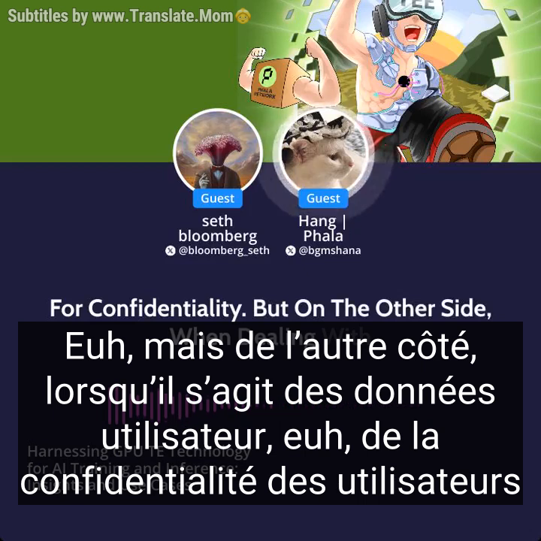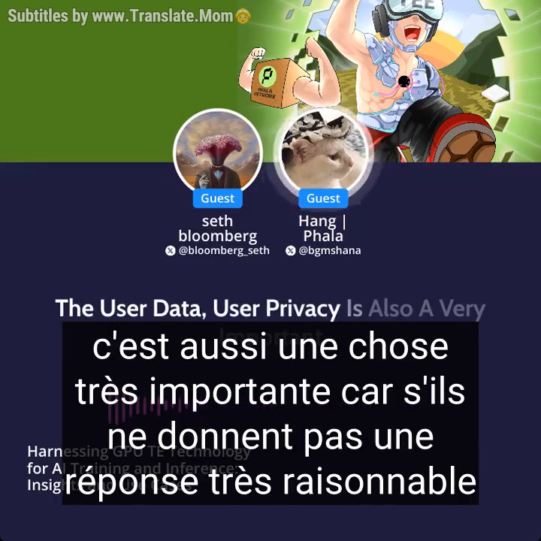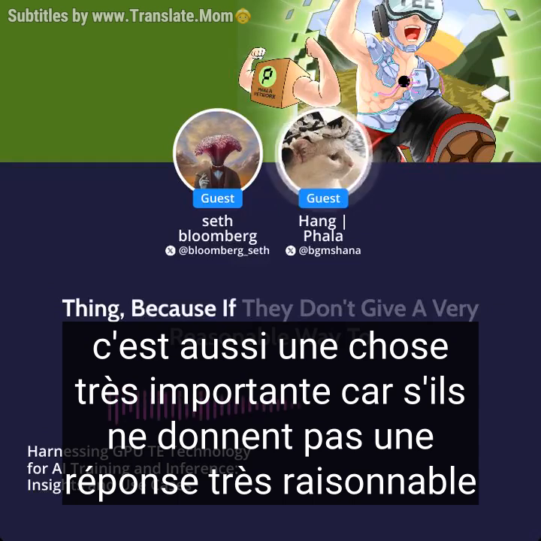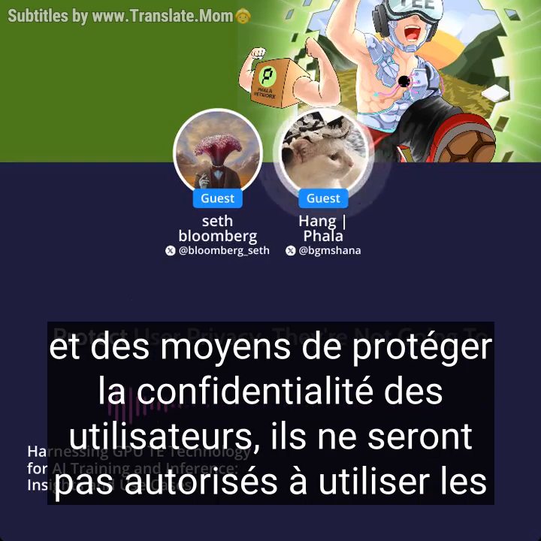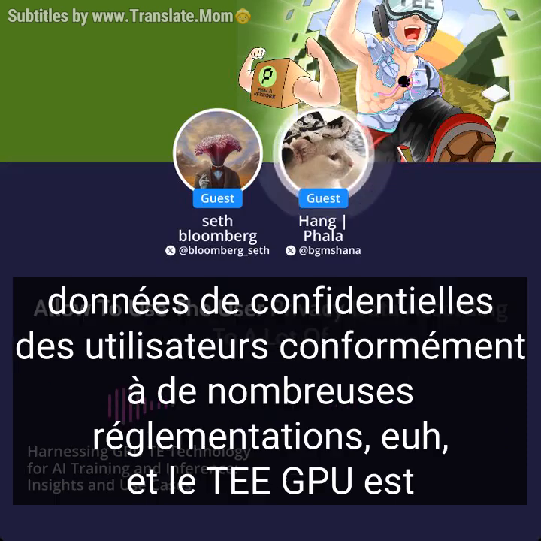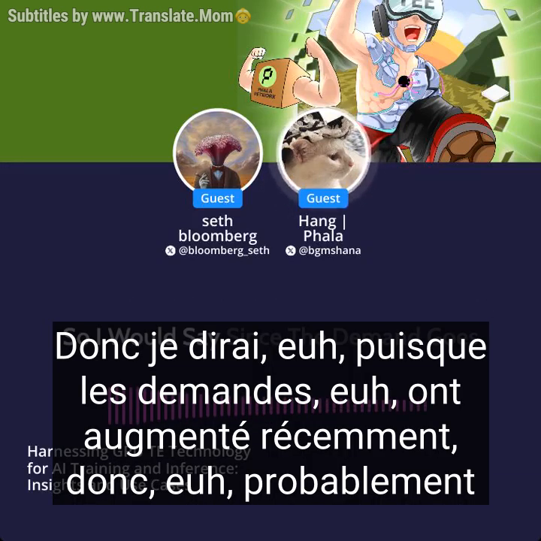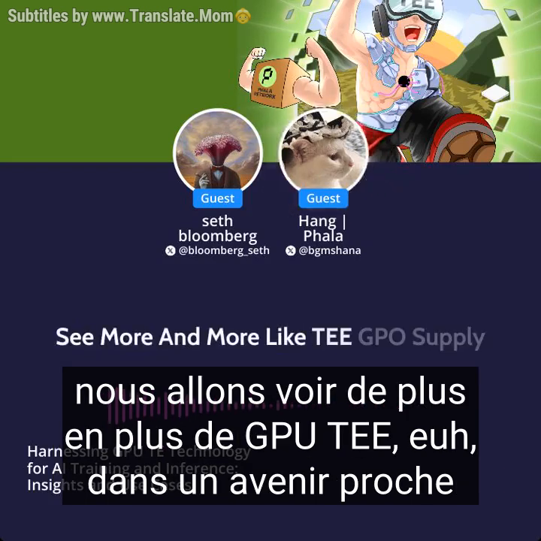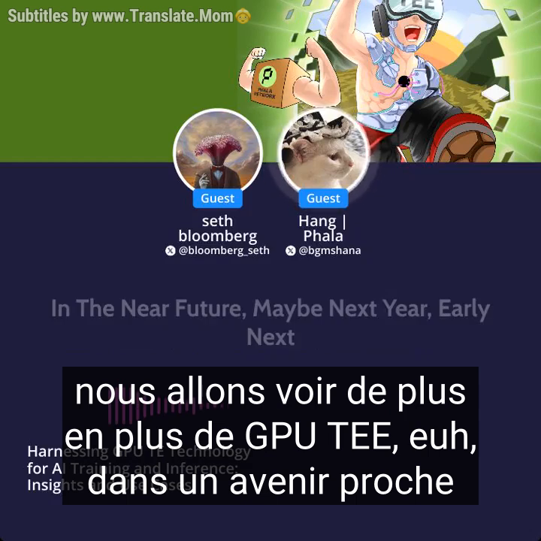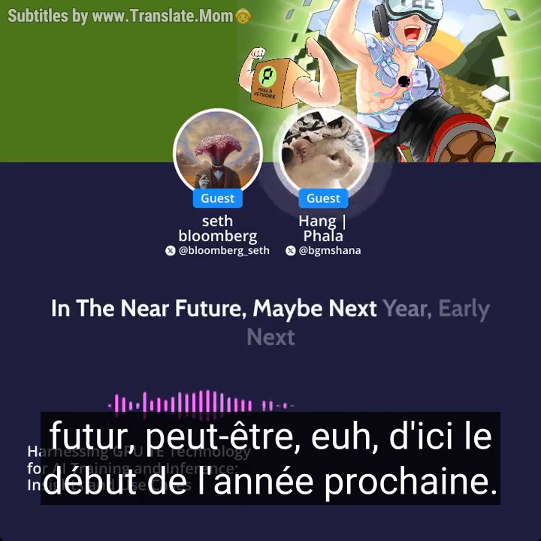But on the other side, when dealing with user data, user privacy is also a very important thing, because if they don't provide a very reasonable way to protect user privacy, they're not going to be allowed to use the user privacy data, according to a lot of regulations. And TEE GPUs are a key enabler for this kind of use case. So I would say since the demand has gone up recently, we're probably going to see more and more TEE GPU supply in the near future, maybe early next year.